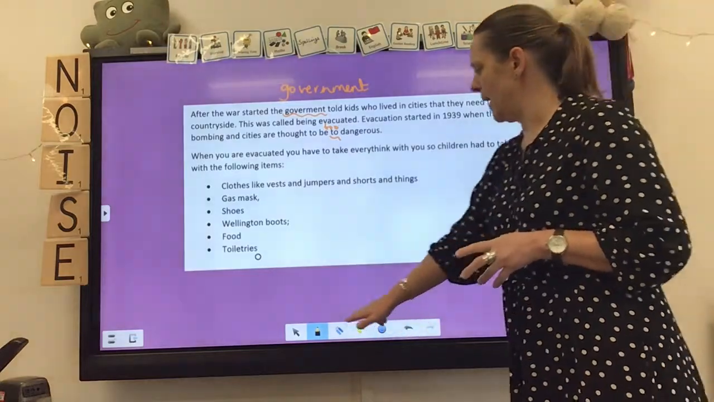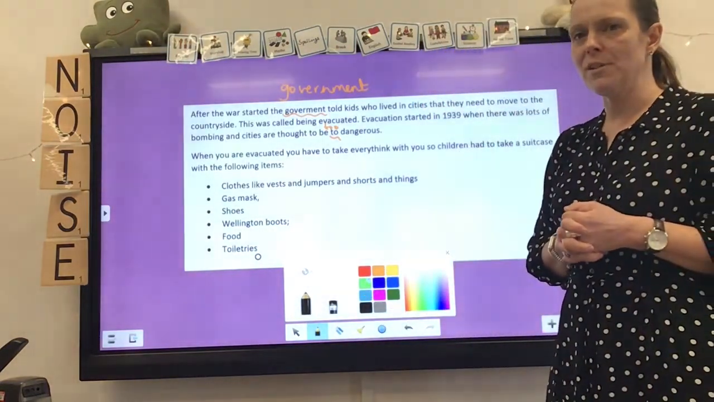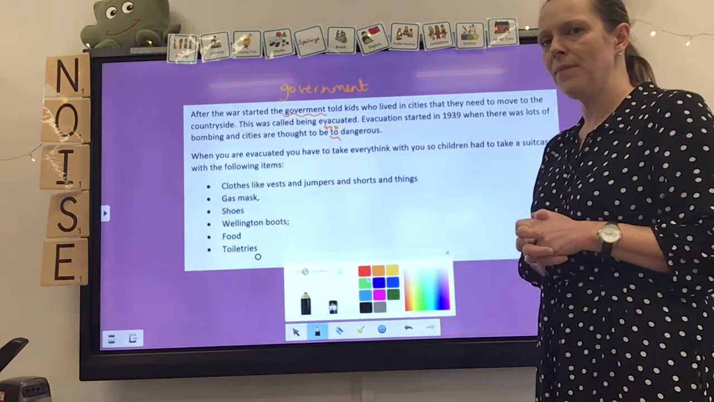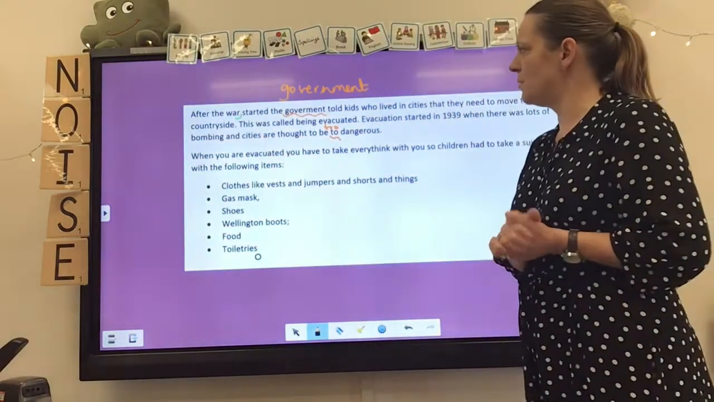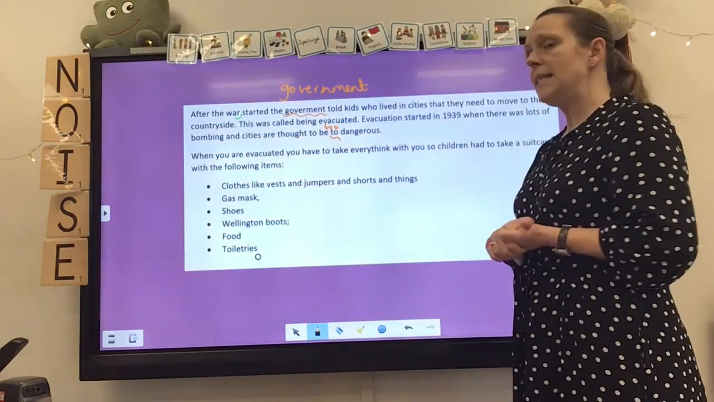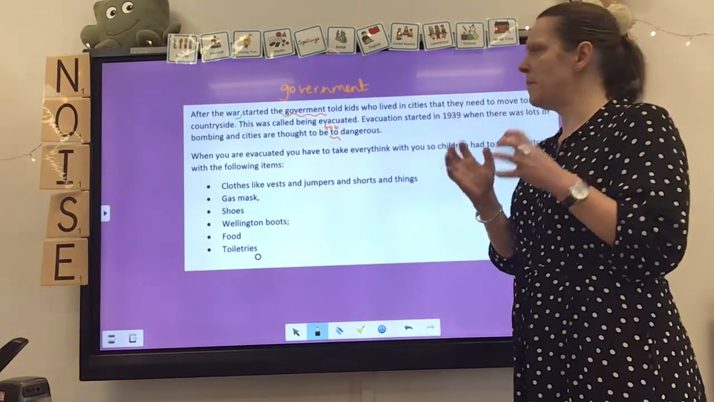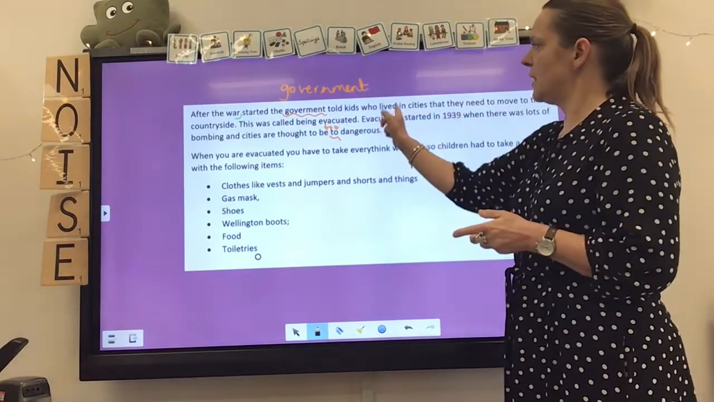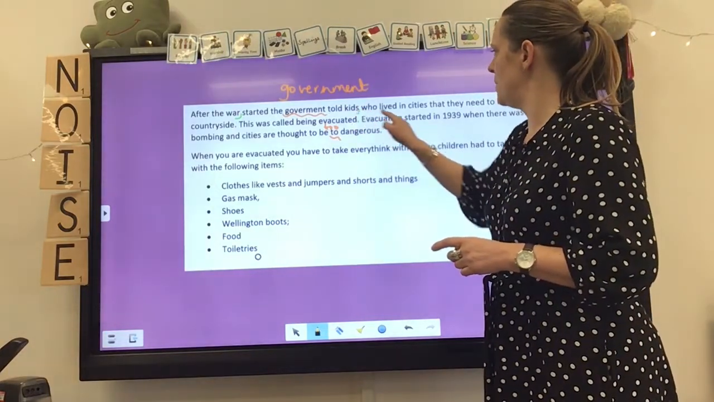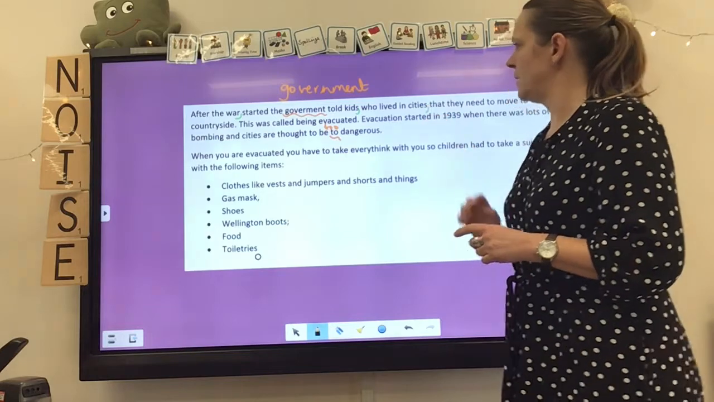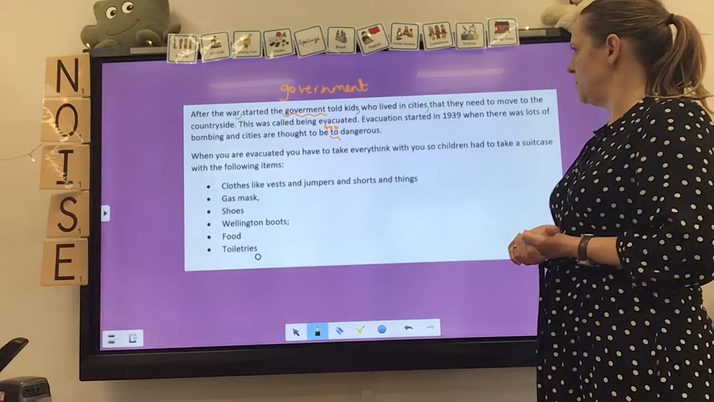Next thing we want to look at is the punctuation then. Okay, so after the war started is a fronted adverbial. So what do I need after it? That's right, I need a comma. So after the war started, the government told kids who lived in cities. Now that's a form of parenthesis, isn't it? Because I've got a relative clause embedded there that tells me that it's the kids that lived in cities that needed to move. So I need some commas either side. So told kids who lived in cities that they need to move to the countryside.